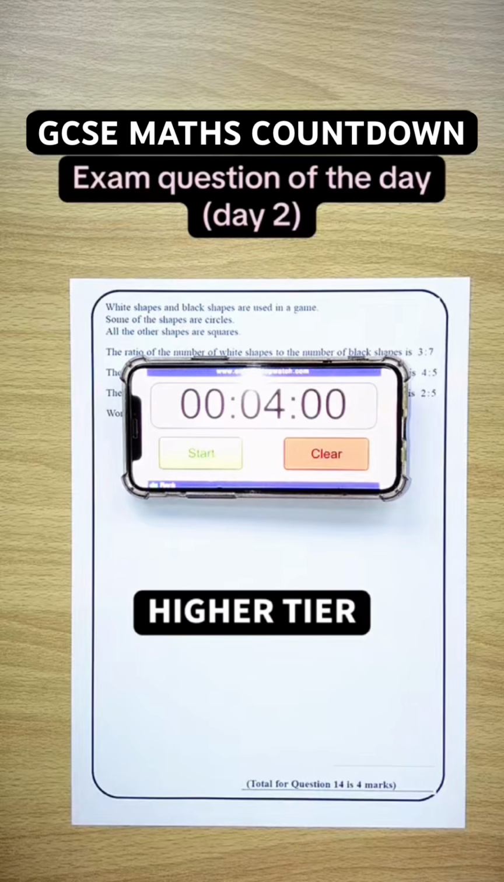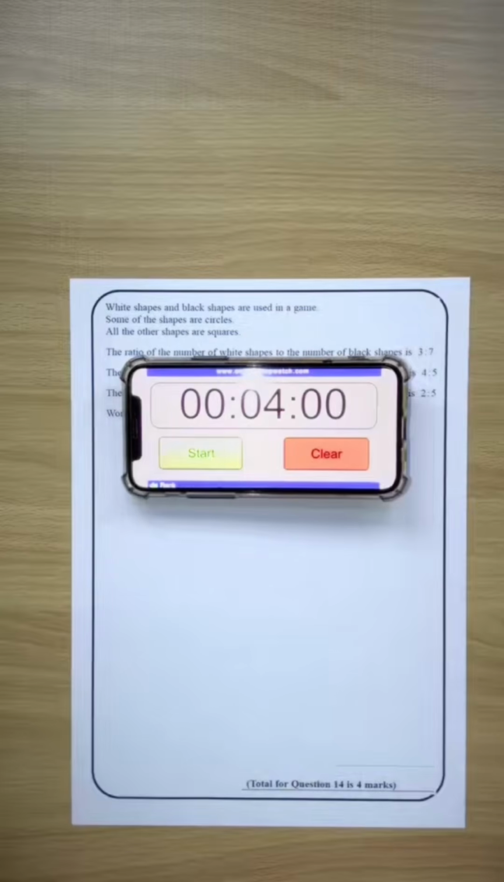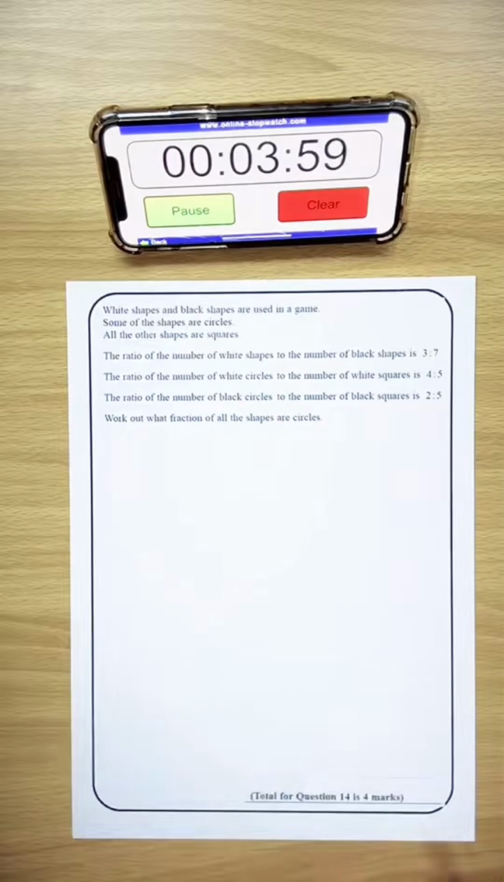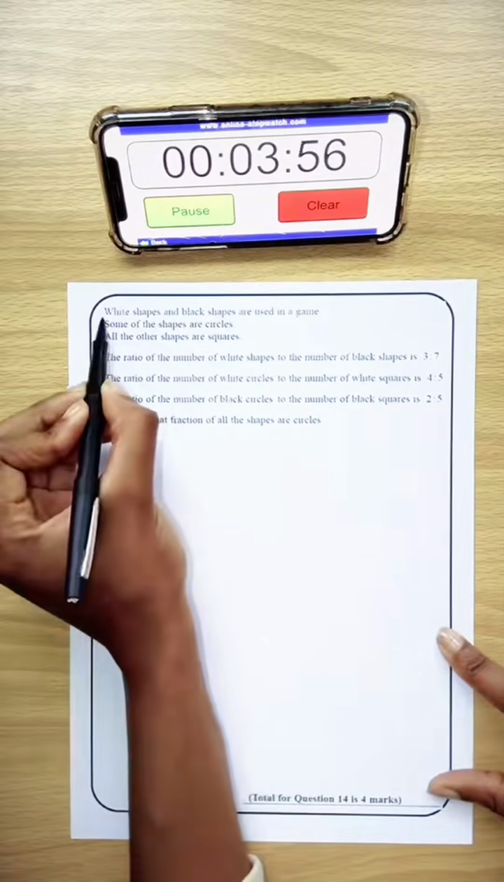This is day 2 of exam question of the day, where I answer one question each day under time conditions. This one was worth 4 marks, so I gave myself 4 minutes. The question says, white shapes and black shapes are used in a game.